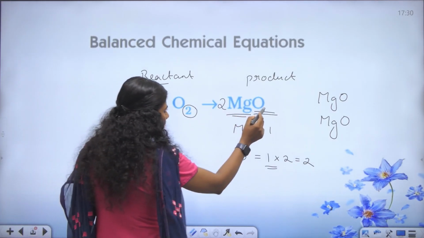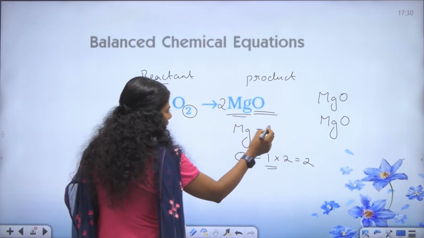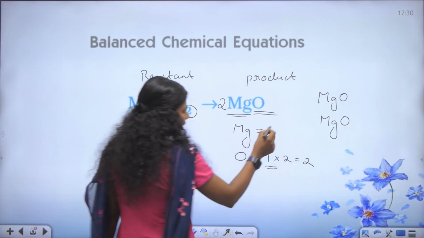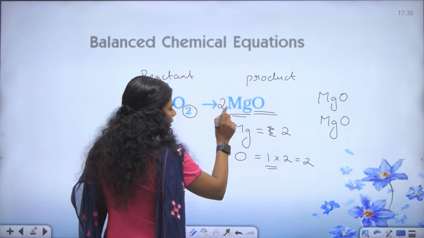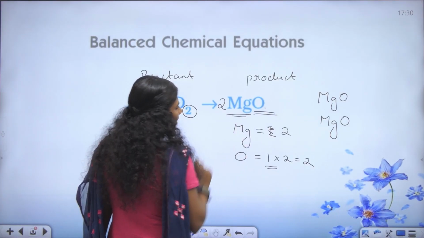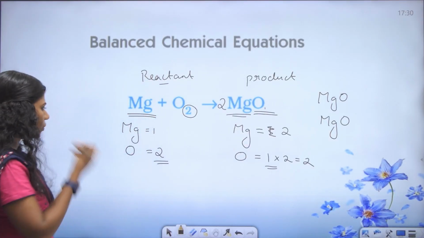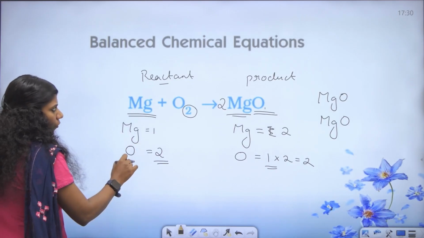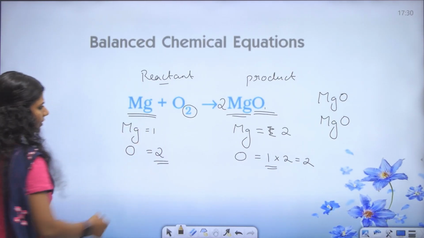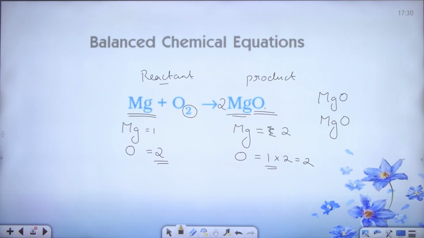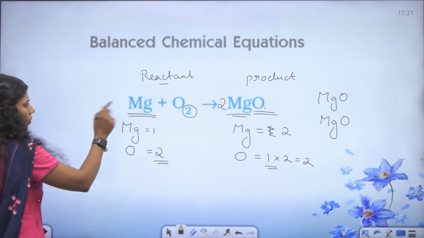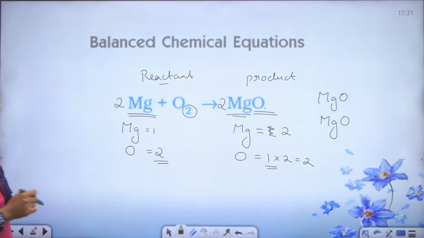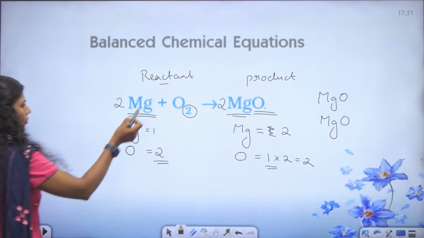In 2 MgO, the number of magnesium atoms is now not 1, it's 2. And the number of oxygen atoms, 2 into 1, is 2. Now the number of oxygen atoms on the reactant side and the product side become equal. But the number of magnesium atoms in the reactant side is only 1, while the product side is 2. So I will put 2 in front of magnesium, 2 Mg. Then check, 2 Mg plus O2 gives 2 MgO.